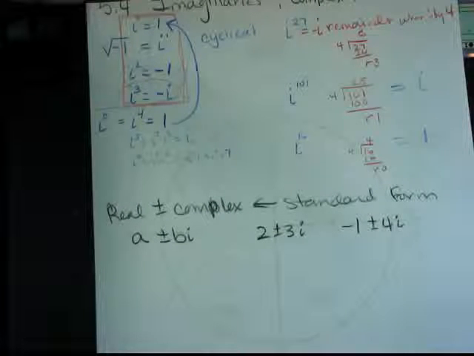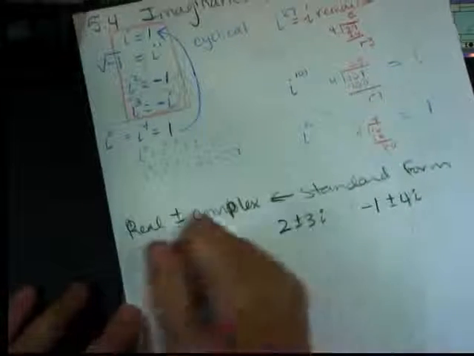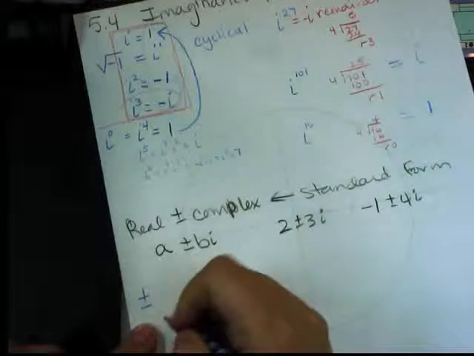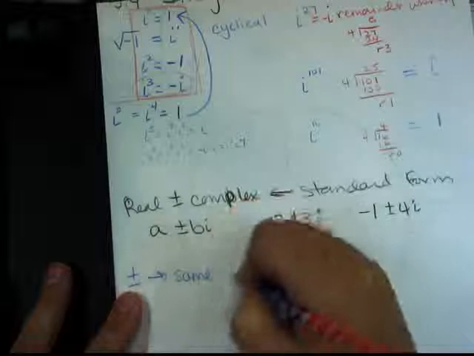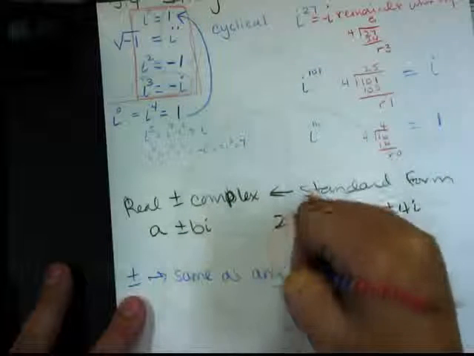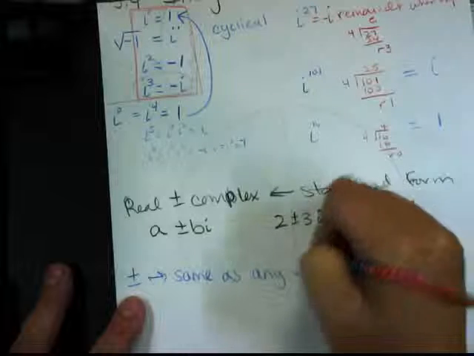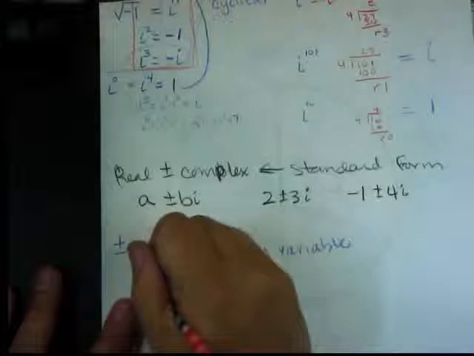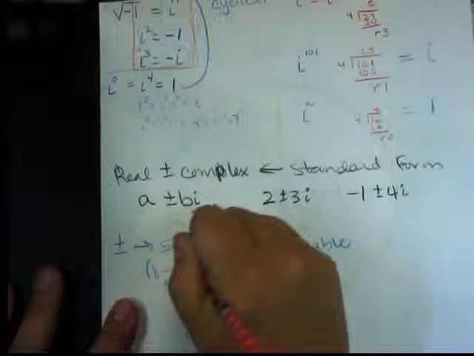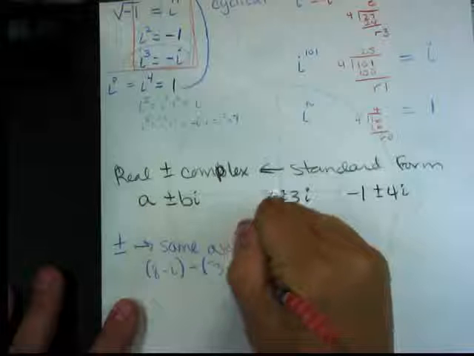All right, we're going to do a lot of things with our imaginaries. We're going to add, subtract, multiply, divide. We're going to do all those kind of things. So let's start with adding and subtracting. Whenever you are adding and subtracting, it's the same as any variable. It would not matter if they're x's, if they're w's, if they're hearts and smiley faces. You combine them and do them the exact same way you would any other letter.